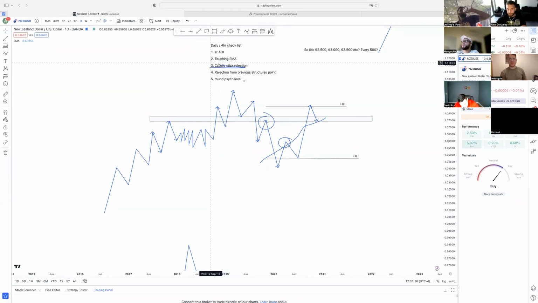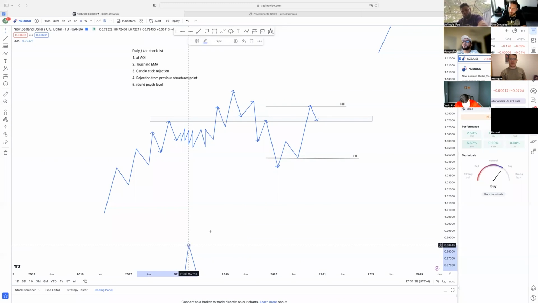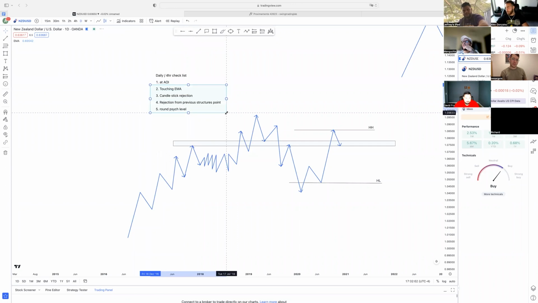All right. So what I want you guys to understand is that after the area of interest comes a series of confluences that I didn't make up, that the market gives you as well. After we understand that we are at our area of interest, I then have a series of checklists that I look for confluences to add to my trade. So I look to add to my trade whether we are touching the EMA, whether we have a candlestick rejection from a previous structure point, around a psychological level.